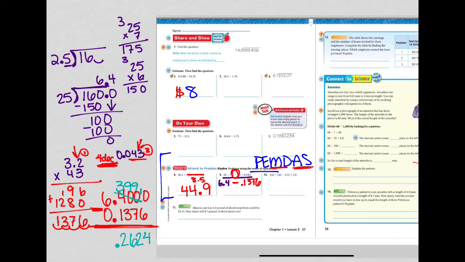And I bring down that decimal. 6 minus 0 is 6. So when I get all this subtracted, I have 6.2624. So hopefully that helps. I know this is a lot of work for some of the small problems.